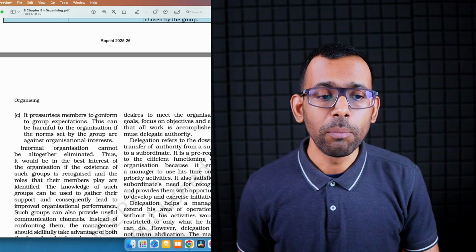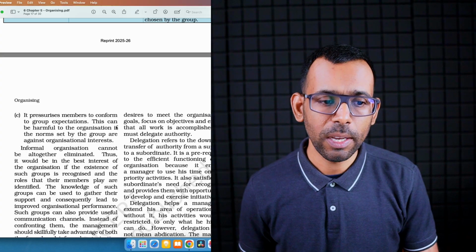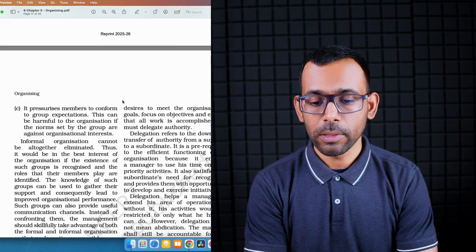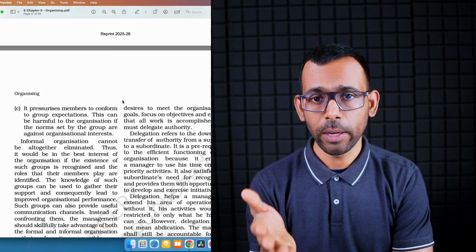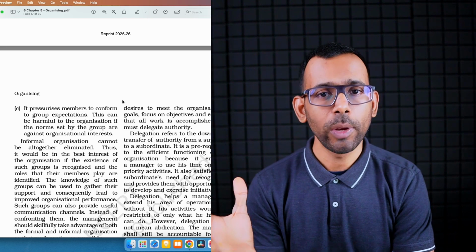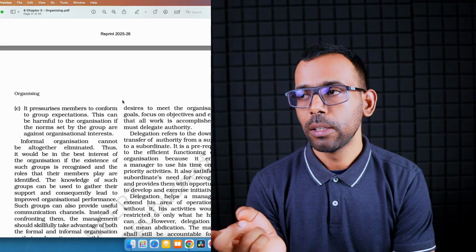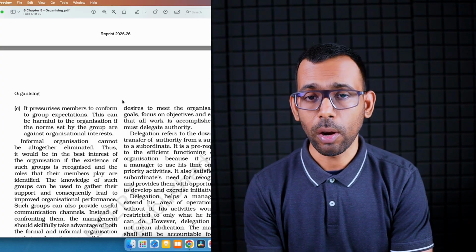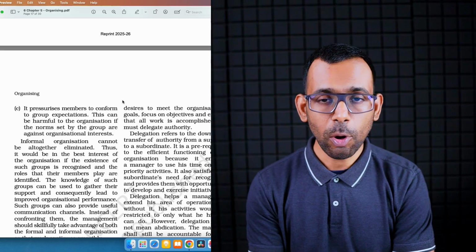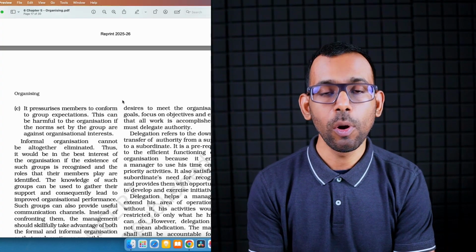It pressurizes members to conform to group expectations. This can be harmful to the organization if the norms are set by the group against organizational interest. Another example: let's say you are in a team in a company with almost 8 to 9 people. Now you are a vegetarian and the other 6 or 7 people are all non-vegetarian, and you are going out. You cannot say that you will not come on a team outing. You have to go. Social pressure will be there, so you have to go along with them.